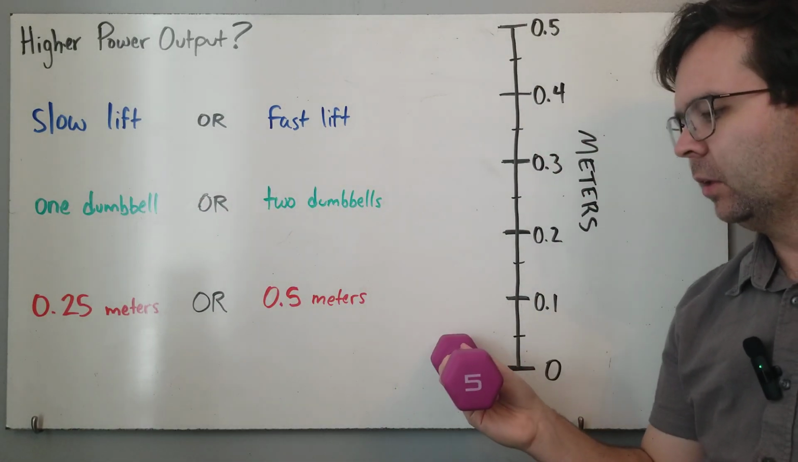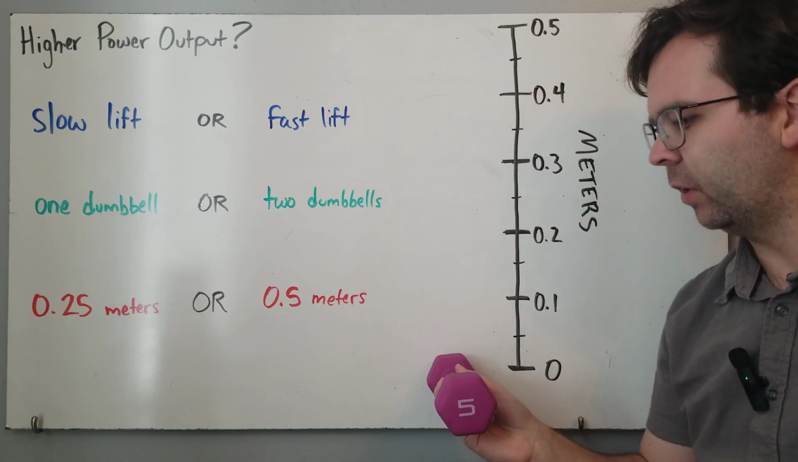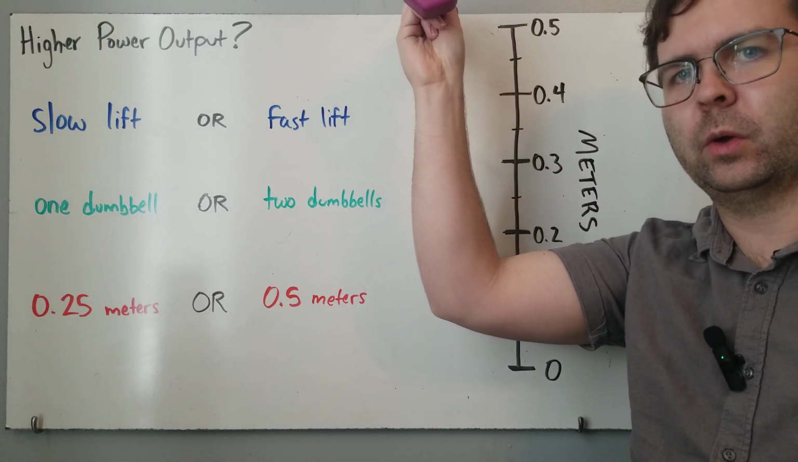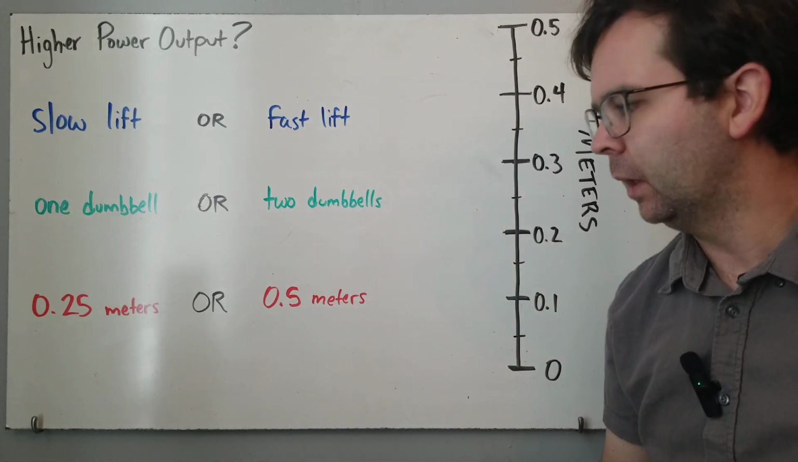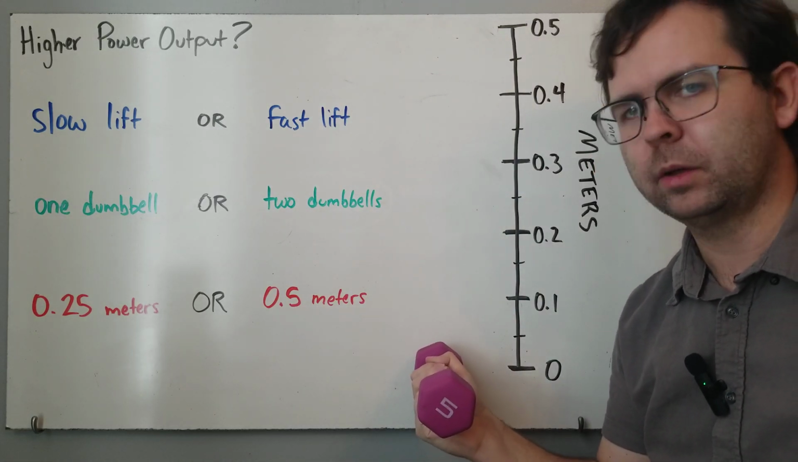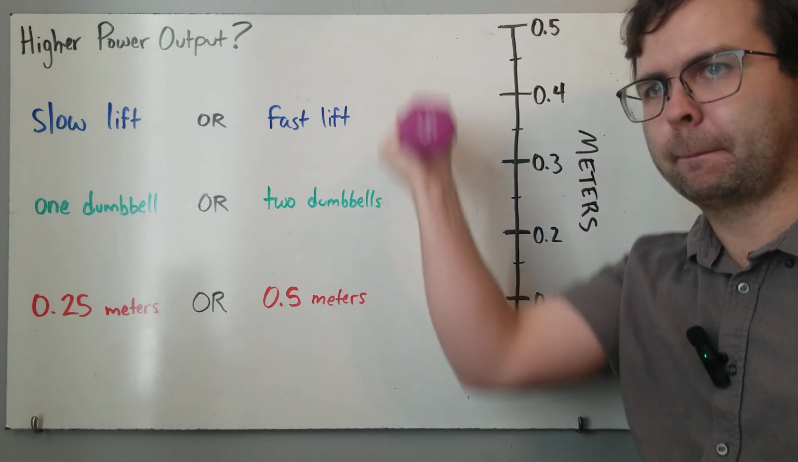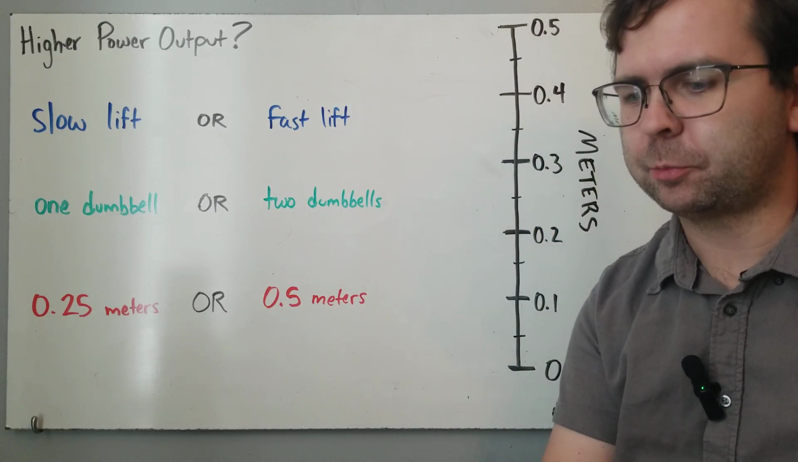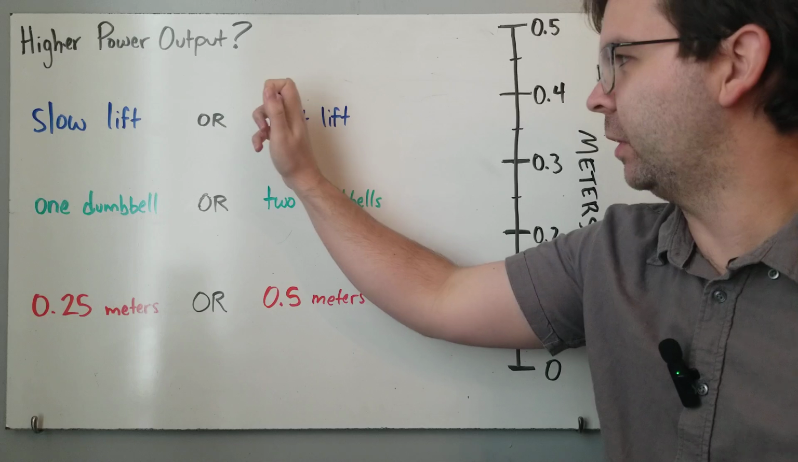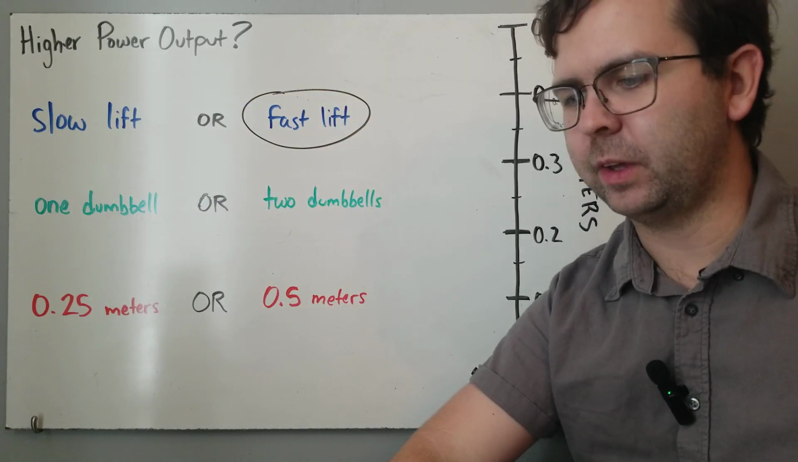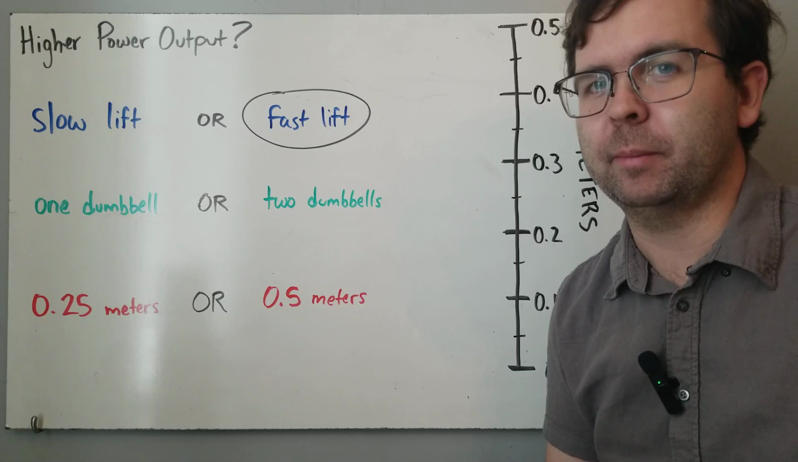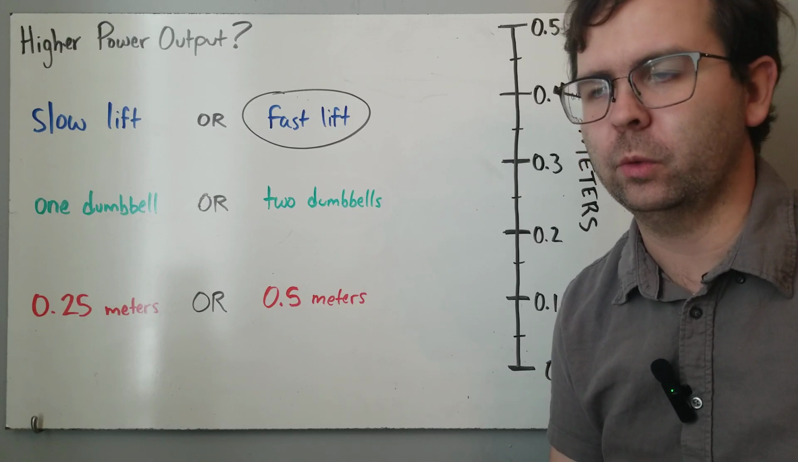So I've got my scale here for distance, and I do a force on the dumbbell. I lift it slowly, doing work on it over a longer time. And then I do some more work, but this time I do it quicker. Which one has a higher power output? I think it's pretty clear that lifting the weight fast means that you are exercising more power. And that's what power is really all about. It's just how quickly you do the work.